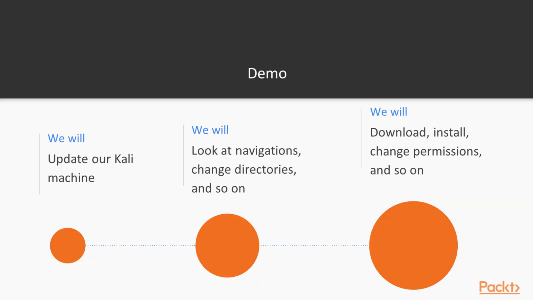So let's get down to the basics and get the basics right. The first thing we will look at is quickly doing an update on our Kali machine. We will look at changing and navigating a bit. And we will download, install, and change the permission. So fire up your Kali machines and let's start doing this.